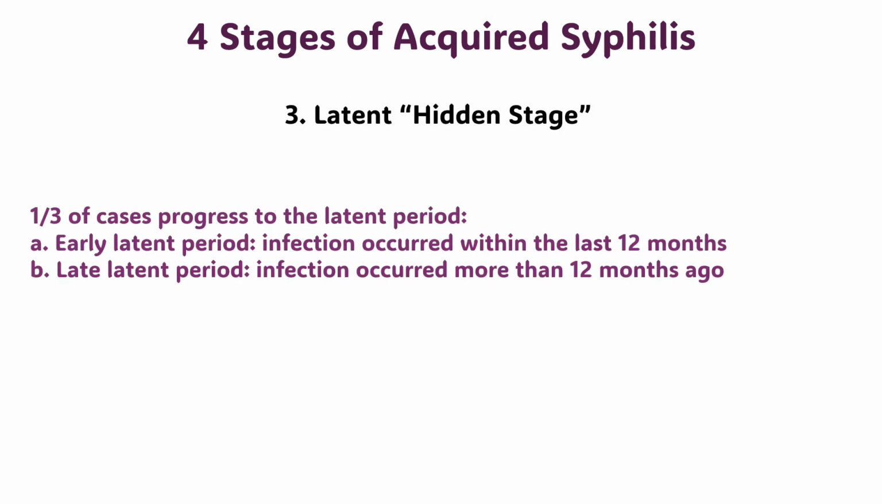In the latent hidden stage, patients show no visible sign or symptom of syphilis, and they are divided into 2 groups. Patients with early latent period, which means they had the infection within the last 12 months, or late latent period, which means they acquired the infection more than 12 months ago.